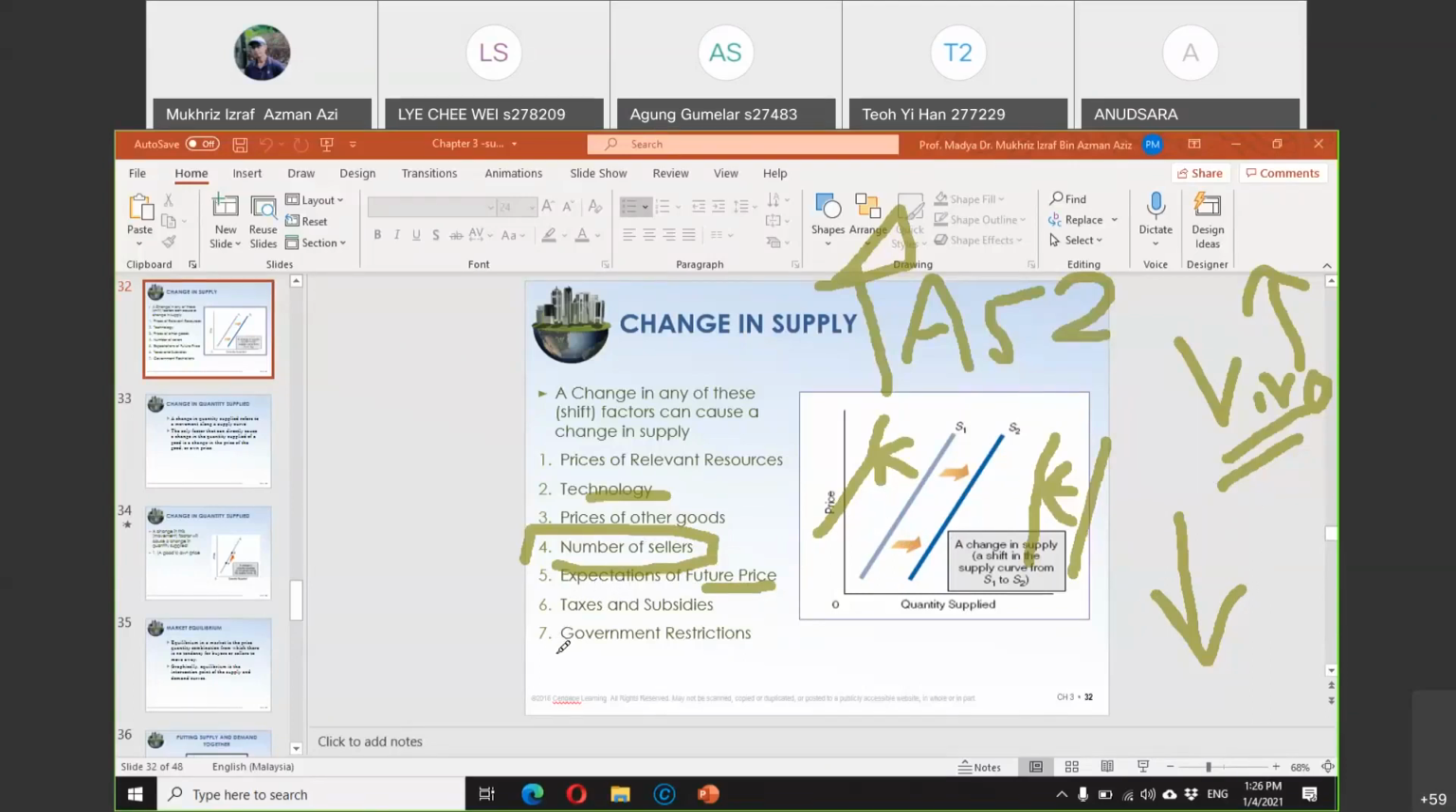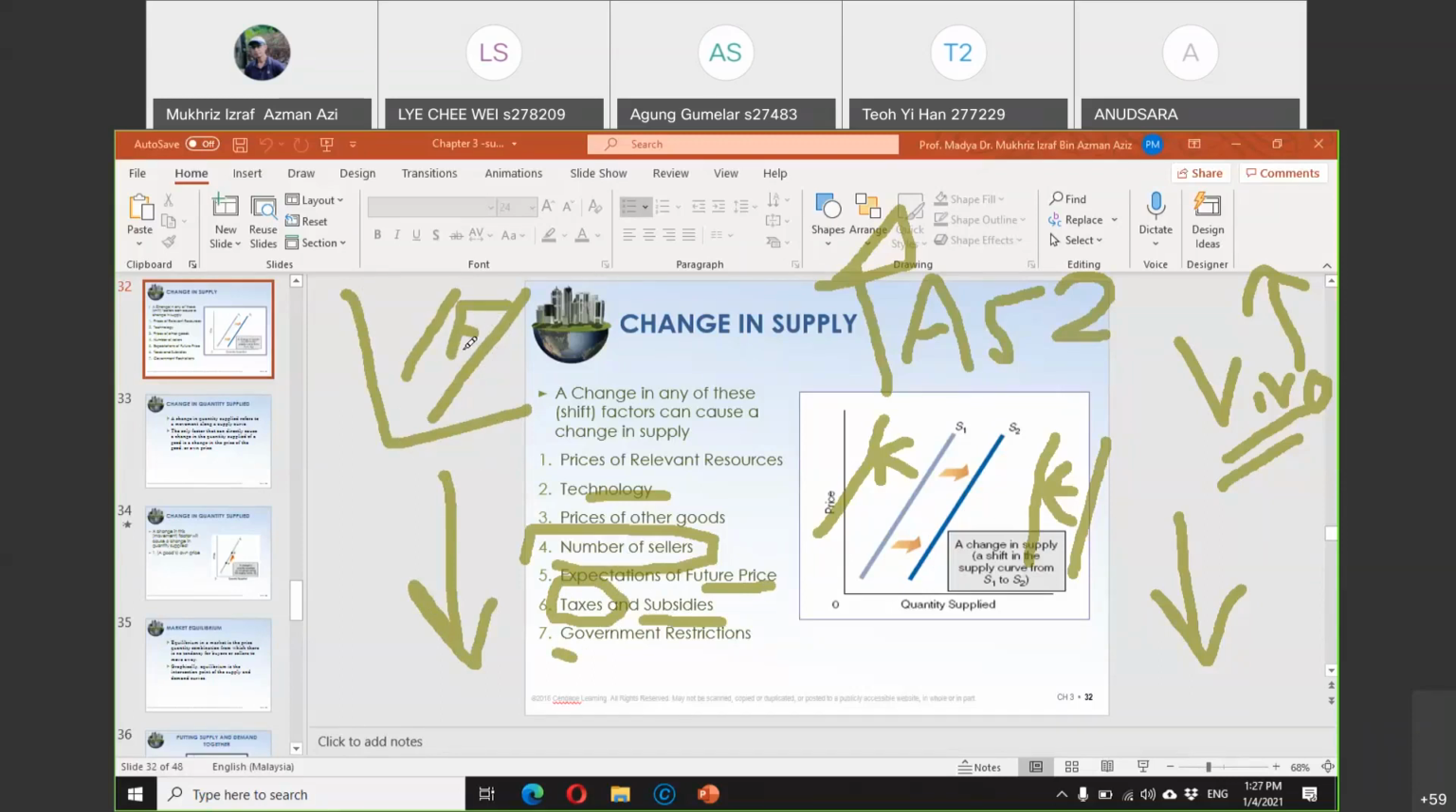The same with tax and subsidies. If the government gives a subsidy, what is it supposed to do? To reduce the cost of production. So as subsidy increases, supply will also increase. But tax is the other way around. Tax will increase the cost of production, because tax you need to pay to the government, while subsidy the government gives to you. So an increase in tax will cause supply to fall, meaning the supply curve will shift to the left.